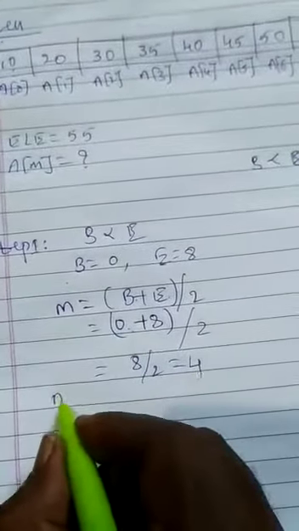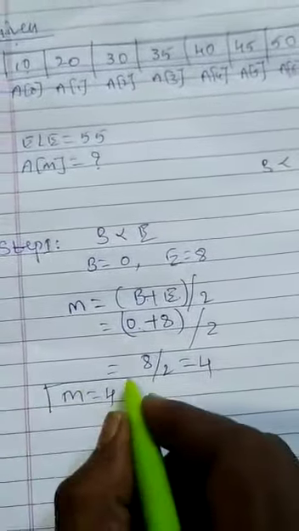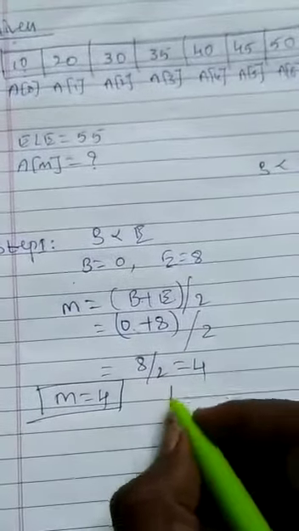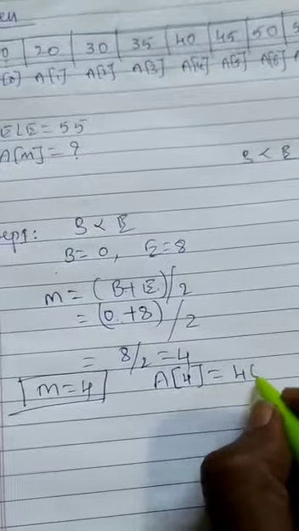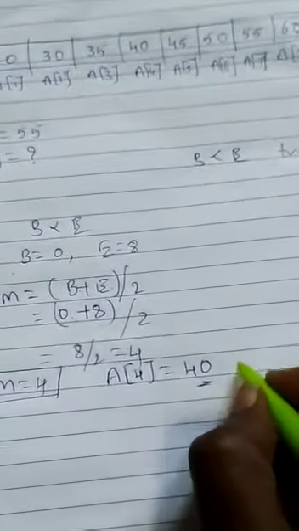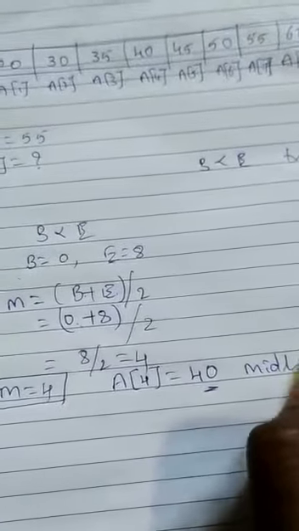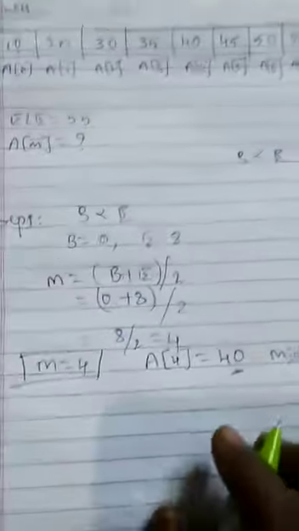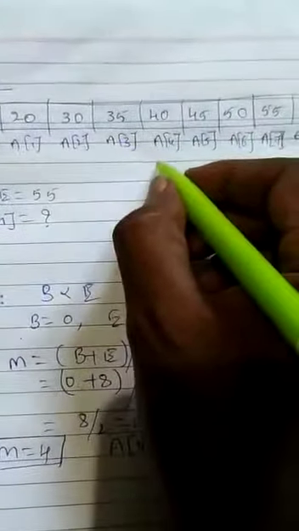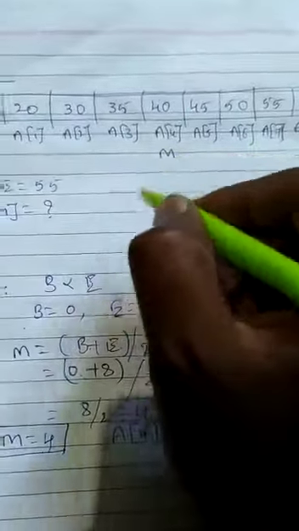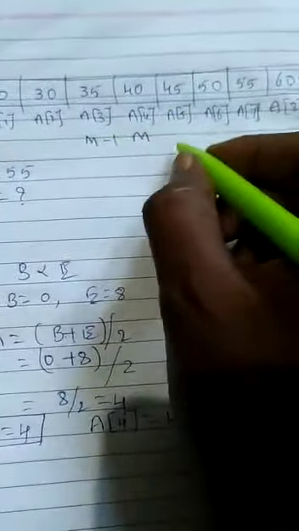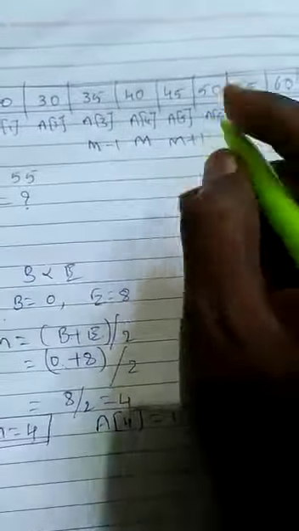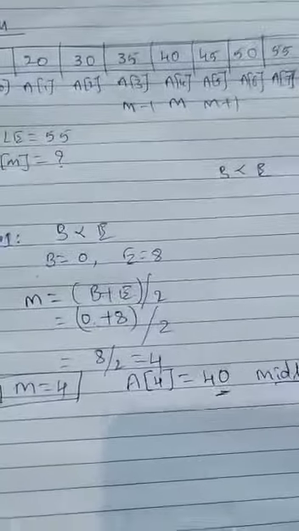Now m is equal to 4. The middle element position is 4, and at a of 4 the element is 40. This is called the middle element, at position m. On the left side we have m minus 1 and on the right side we have m plus 1. Going next is plus 1, and going before is minus 1.